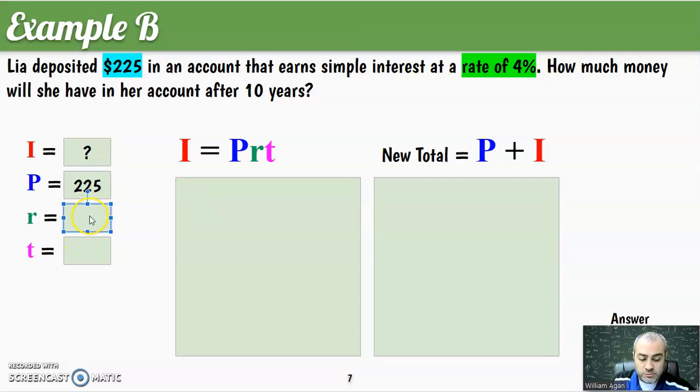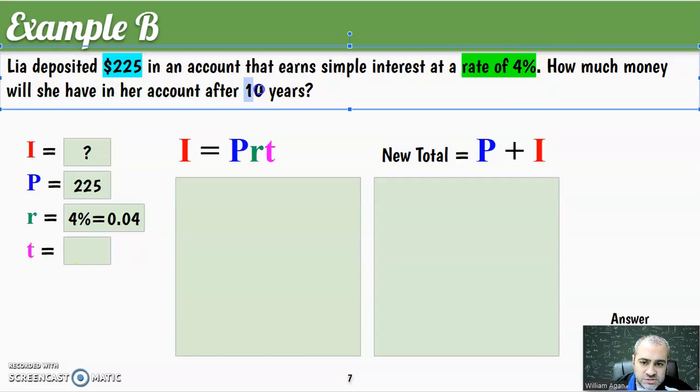But remember, you can't leave it as a percent. You have to change it to a decimal, which we already did, which is 0.04. And I'm going to make this longer. There we go. And the amount of time, okay, right here, 10 years.